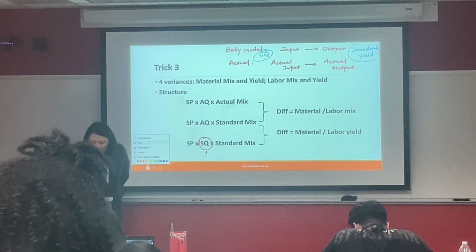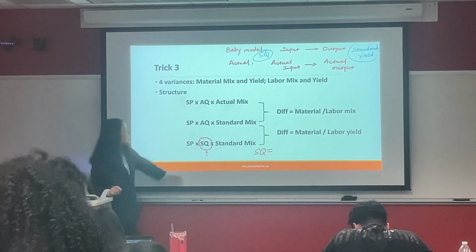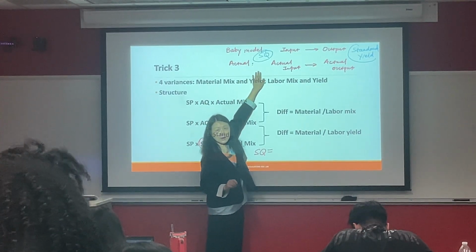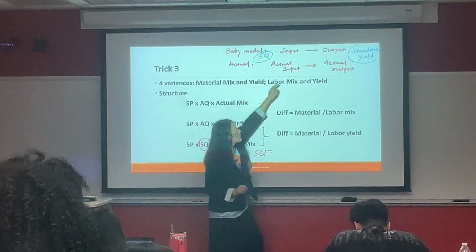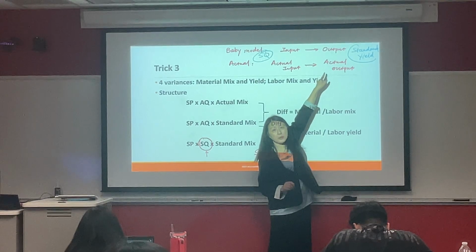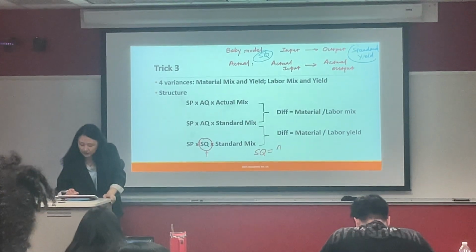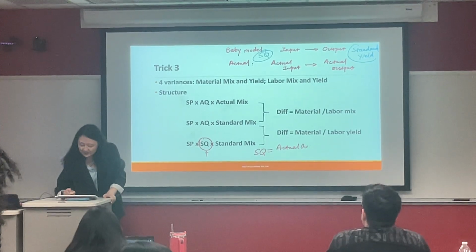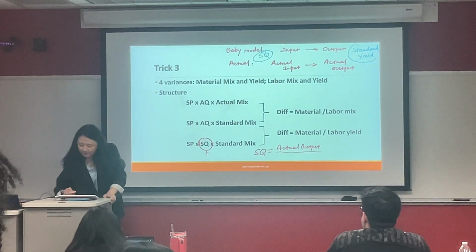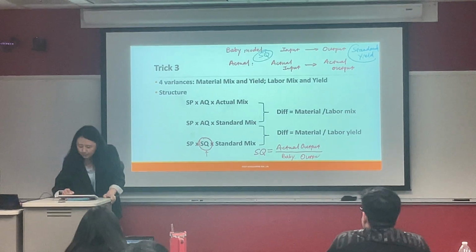Now let me show you how you calculate SQ. Since I'm calculating something related to the input, I'm gonna start with the actual output, divided by the baby output, and then multiply by the baby input. So that's how you do this: actual output divided by the baby model output, multiplied by the baby model input.